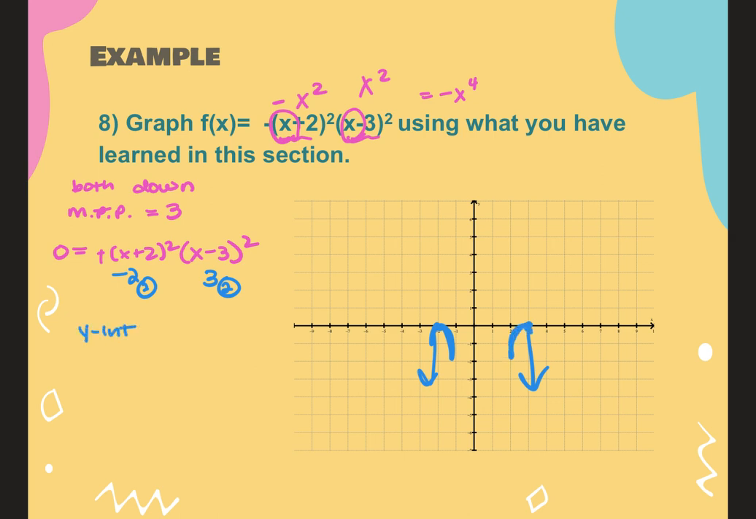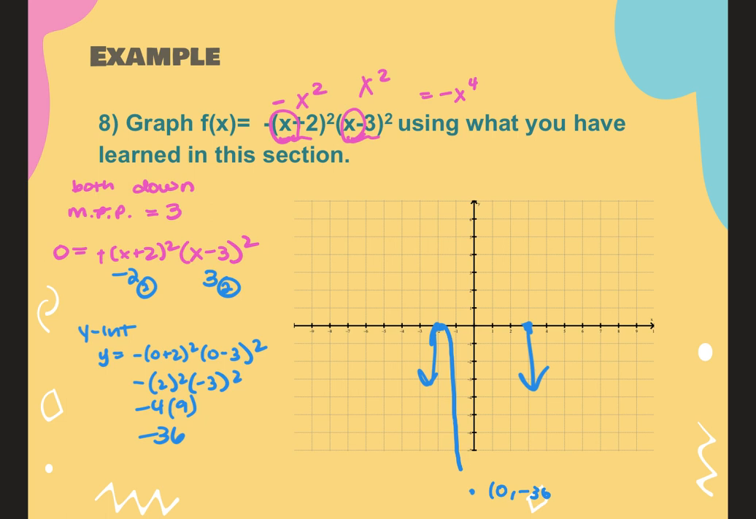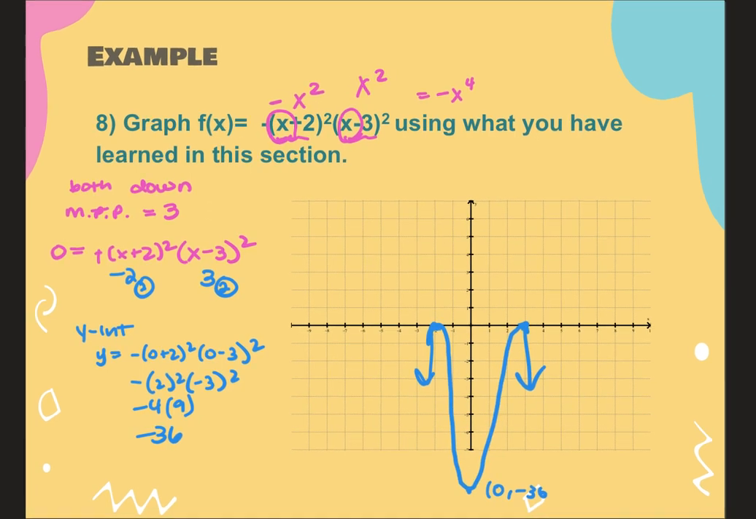My y-intercept is, no, sorry, not 0. Y equals negative (0 plus 2) squared, (0 minus 3) squared, negative 2 squared, negative 3 squared, negative 4 times 9, which is negative 36. So this goes way down below my graph. I could just plot that point and label it. It's going to bounce, come down, come back up, and bounce again. And there's the best approximation of the graph.